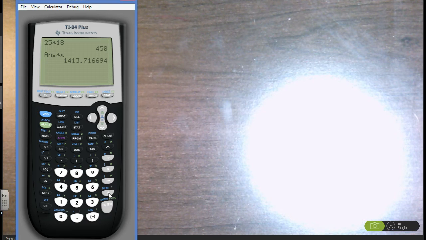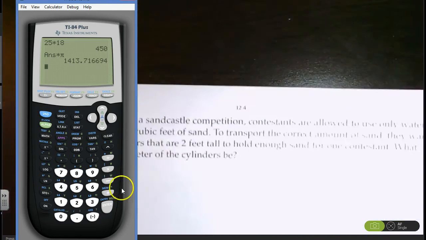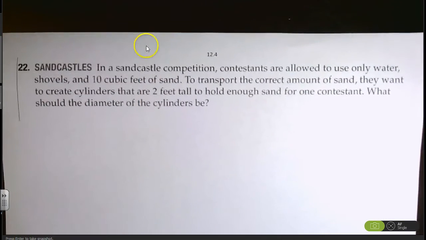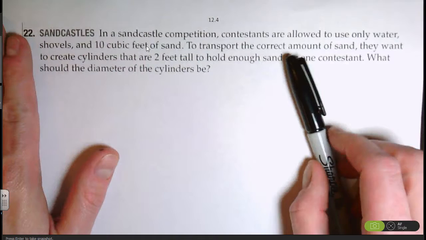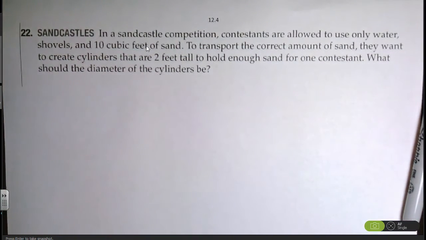Okay. All right then. Next example we want to look at is number 22 from homework, or number 22 from the book. Kind of an application problem. So in a sandcastle competition, contestants are allowed to use only water, shovels, and 10 cubic feet of sand. To transport the correct amount of sand, they want to create cylinders that are 2 feet tall to hold enough sand for one contestant. What should the diameter of the cylinders be?